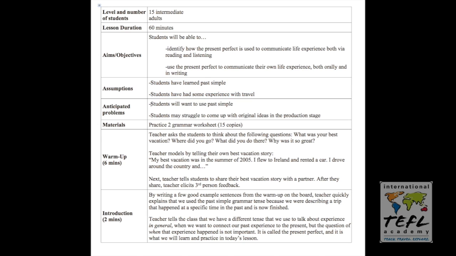If we anticipate any problems, the first one would be that the students will want to use the past simple. One of the things we want to do in the lesson is help them differentiate between the past simple and the present perfect. That'll take more than one lesson, so if they're using the past simple a little bit, we'll be able to correct them. We also think the students might struggle to come up with some ideas in the production stage. That's always a possible problem, but I'll talk about that a little bit more when we cover the production stage in video number 4. The materials for this are pretty simple. There's one grammar worksheet for the practice part 2, so I need to bring in 15 copies of that worksheet. And so now that we've gone over these details, we're ready to look at the actual stages of the lesson plan.